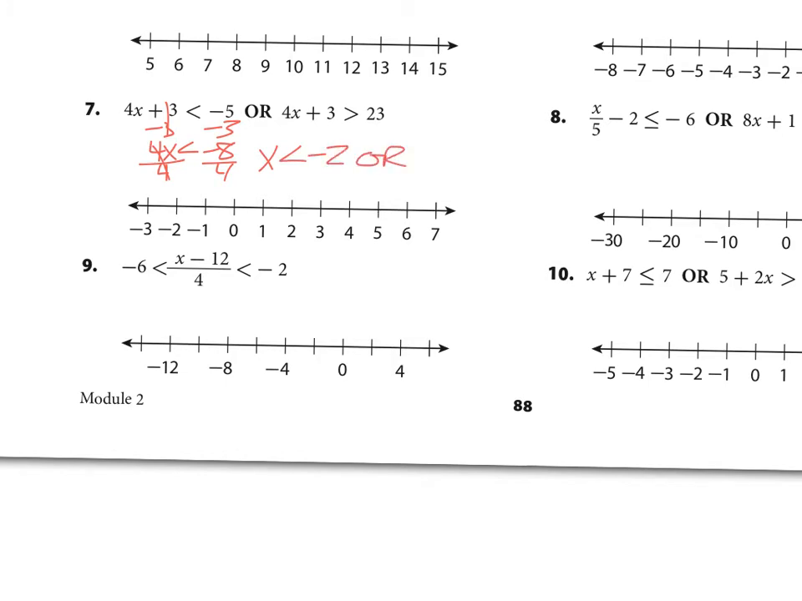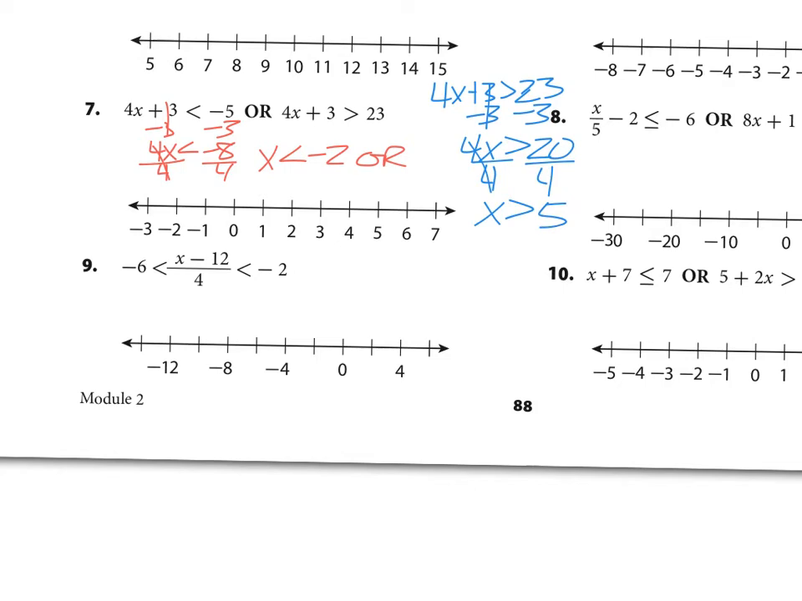Or, now I do the other one. So I'm going to write it out up here. 4x plus 3 is greater than 23. So subtract 3. 4x is greater than 20. Divide by 4. So x is greater than 5.